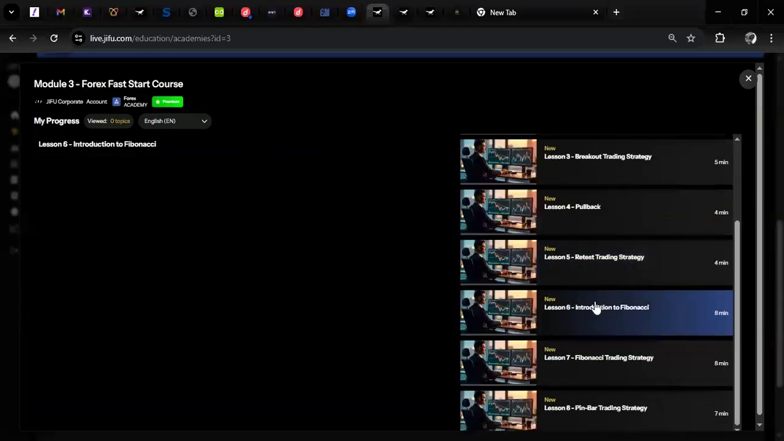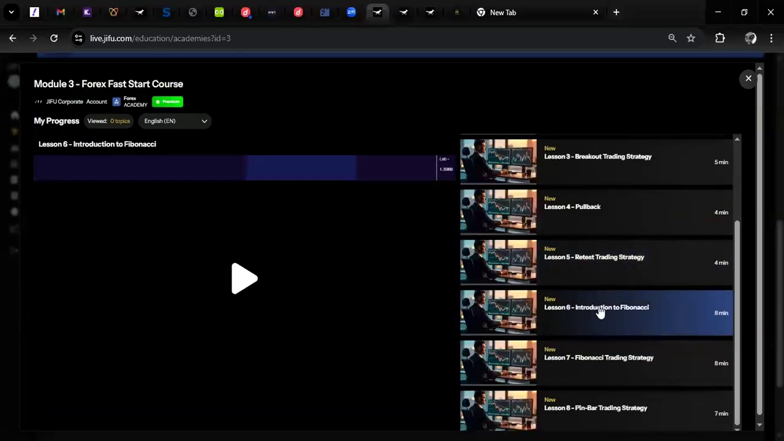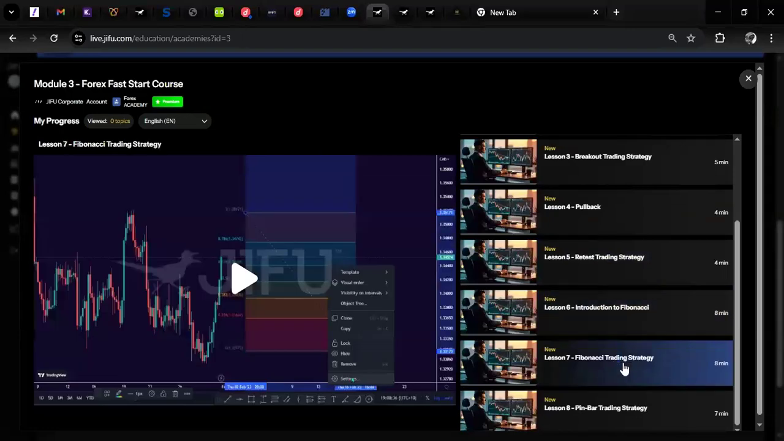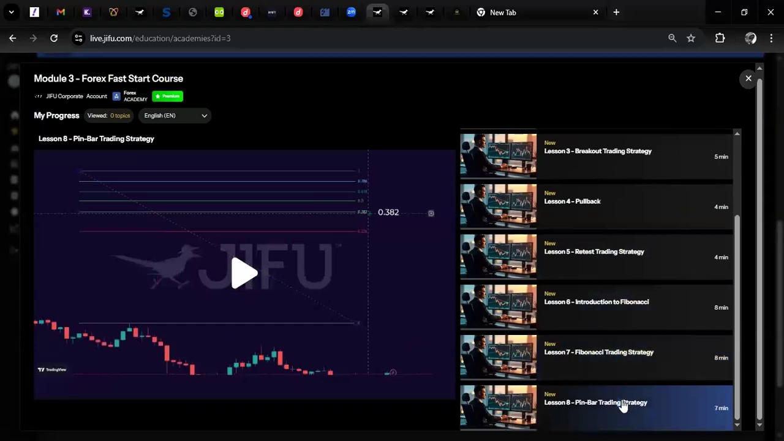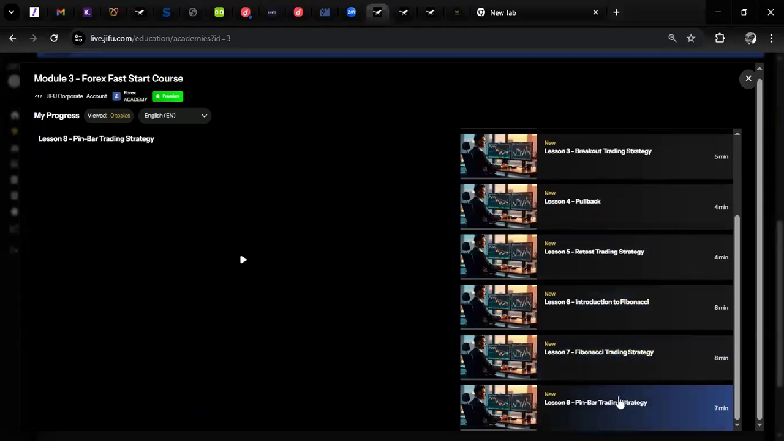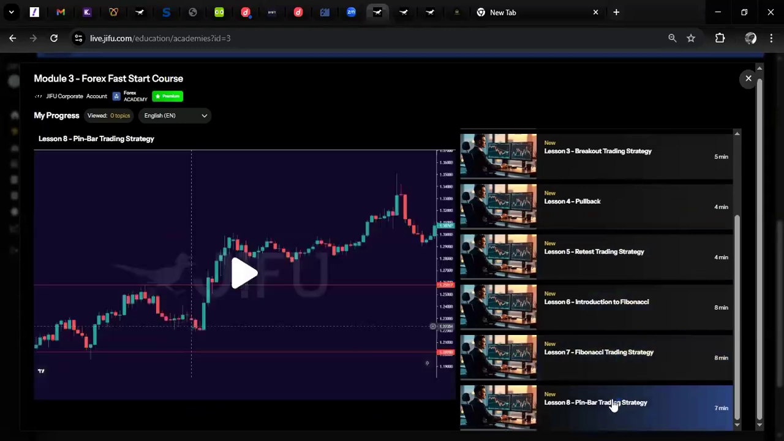Introduction to Fibonacci. Fibonacci is also a strategy on its own, so you might want to watch the Fibonacci trading strategy, and then pin bar. Pin bar on its own is a very powerful strategy. You can use these independently to take trades without combining any other kind of strategy.